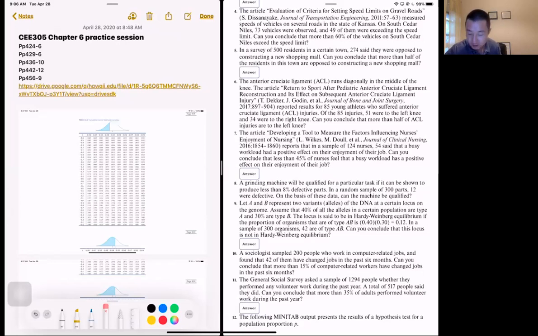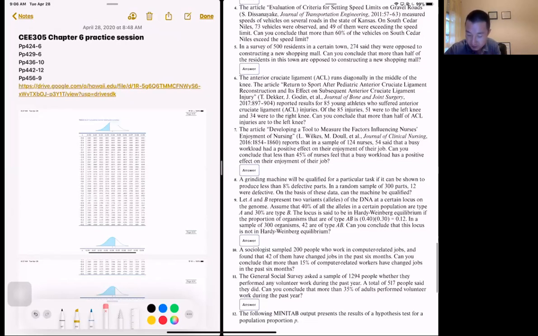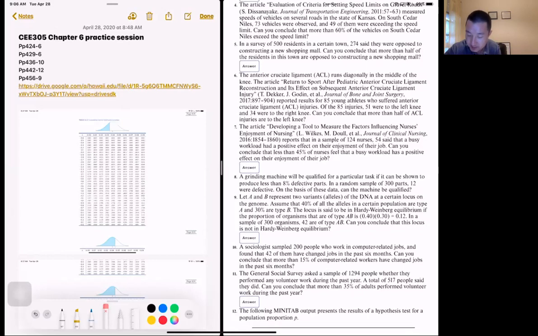First of all, let's look at the last sentence. Can you conclude that? Based on that, we know this is a chapter 6 question, hypothesis test. And then, more than half, this is actually a question about proportions. So more than half of ACL injuries are to the left knee. So we know this is a hypothesis test for proportions.